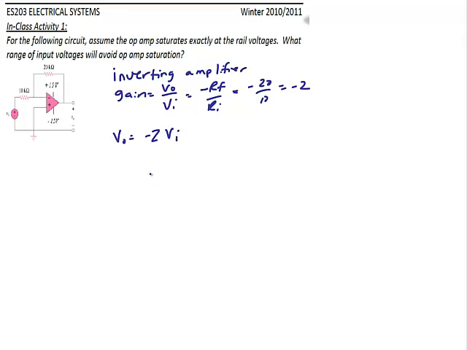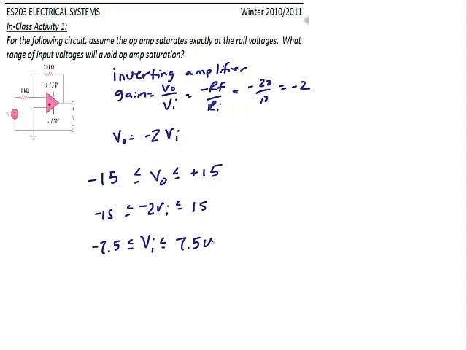Since we're assuming the op-amp saturates between negative and positive 15 volts, we need to keep the output between negative 15 and positive 15 volts. So that means that negative 2 VI must be between negative 15 and positive 15 volts. So the range of input voltages that would avoid op-amp saturation would be VI between negative 7.5 and positive 7.5 volts.